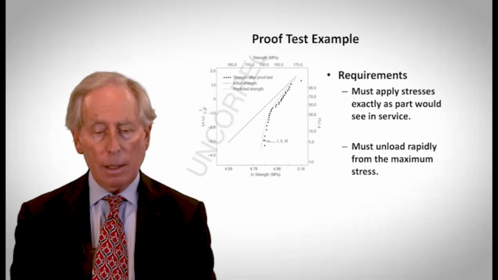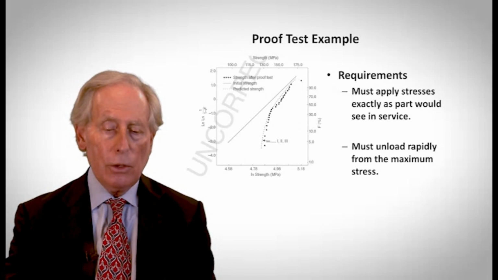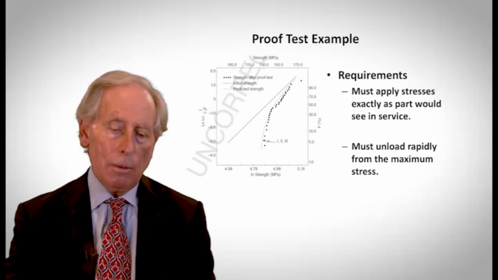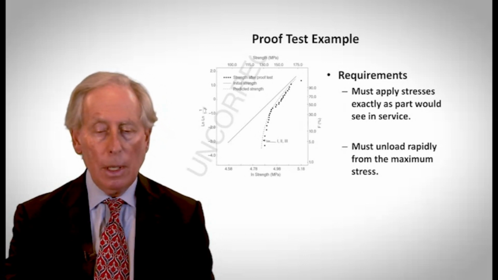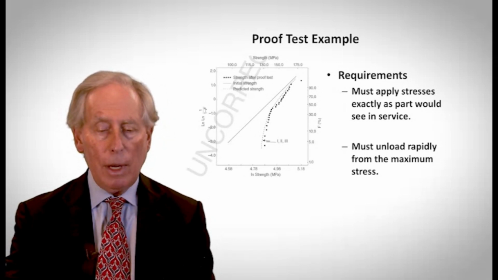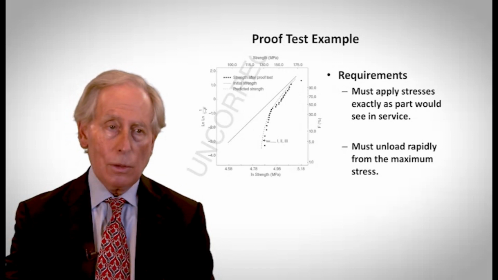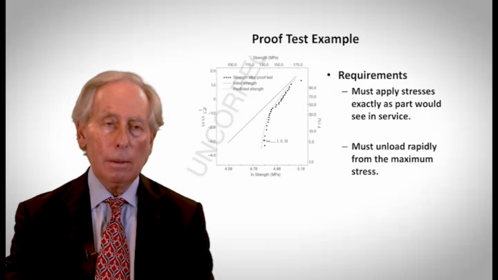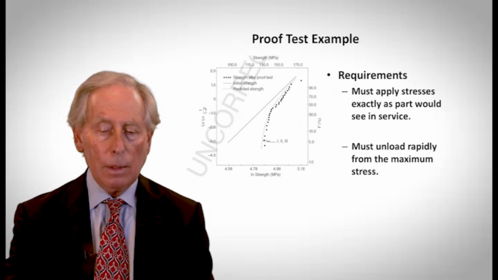But again, as I said earlier, you basically truncate. Here's a distribution of failure stresses. When I create a proof test and unload, I really truncate that distribution. So I get rid of all the low strength failures. But you must apply the stresses in proof testing exactly as the part would see in service, and you must unload rapidly, otherwise those remaining flaws will grow slowly and cause you the same problem. So it's used, but not very often.